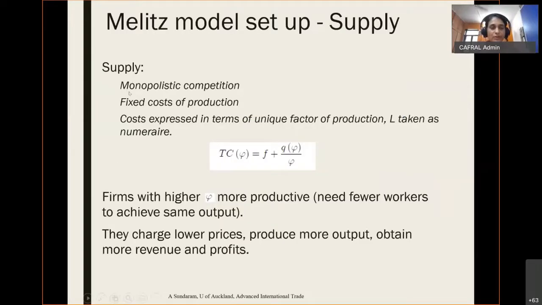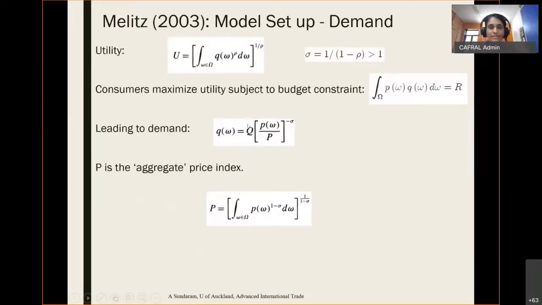Okay, so let's go to the supply side then. As I said, this is a very Krugman style model. Sorry, I think someone asked a question about Q. Yes, Q is the aggregate, right? The total Q, which is an aggregate Q, total Q.